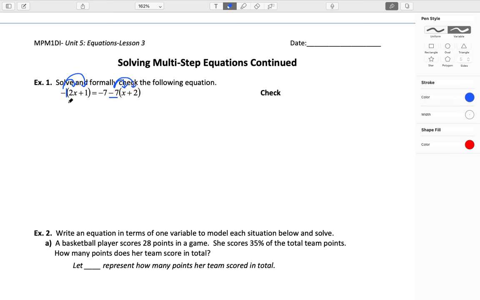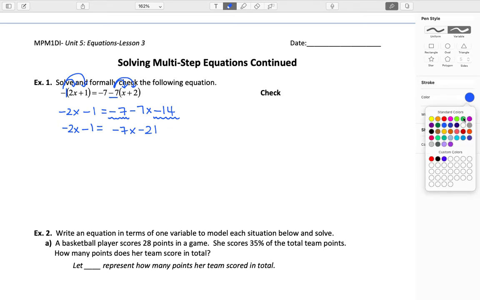So let's go down. It's -2x minus 1 equals -7. -7 times x is -7x, and -7 times +2 is going to give me -14. You will notice that we can simplify on the right side before I move things around, because I have -7, a number, and a number. When I collect the like terms, when I subtract the two, I get -21.